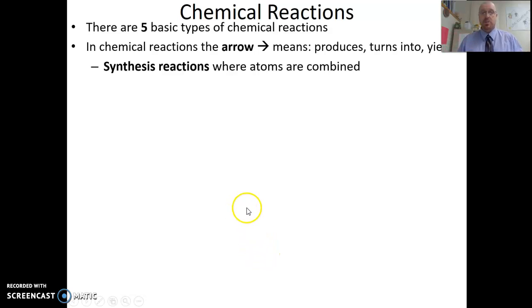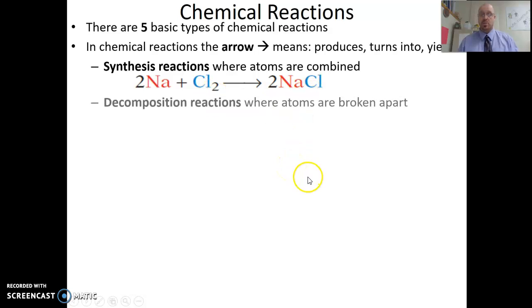So the first chemical reaction we're talking about is a synthesis reaction. These are where atoms are combined. Notice we have sodium, we have chlorine, we combine them to sodium chloride. This is a synthesis reaction.